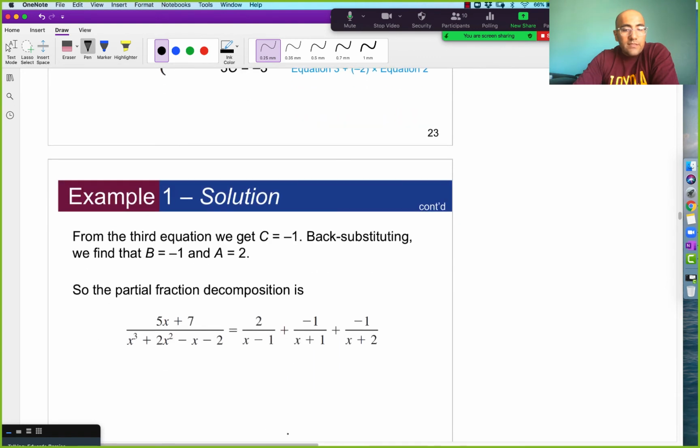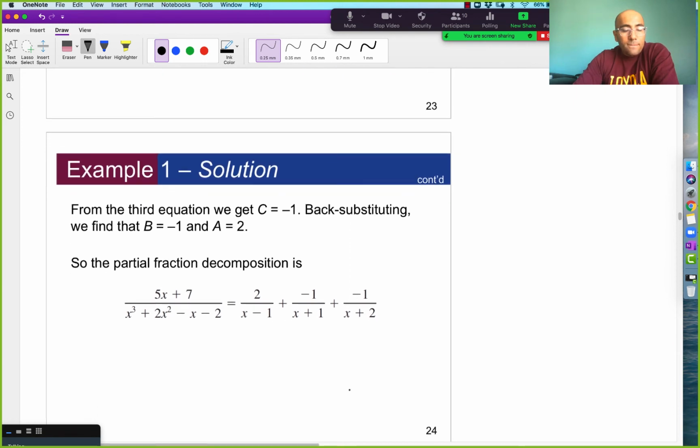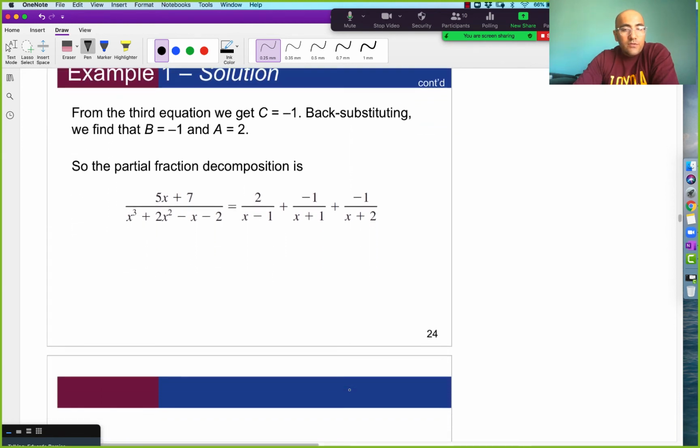And you end up with the same answers I did. They're in slightly different order, but that doesn't matter. The one with the x minus 1 has the 2, and the other ones have a minus 1. Good. Any questions?